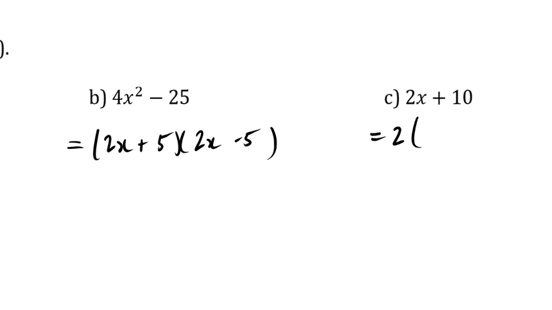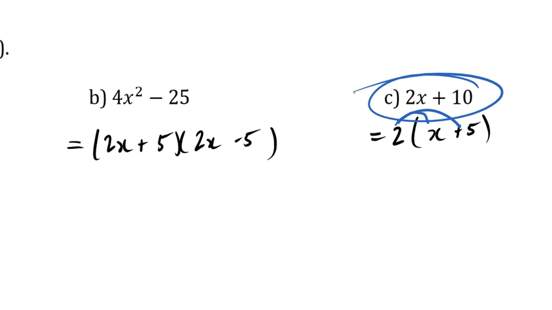And they don't have a variable in each term, so there's no variable part to this. So 2x divided by 2 is just x, and 10 divided by 2 is 5. And remember, the whole point of this is when I re-expand, I get back that first step. So 2 times x is 2x, and 2 times 5 is 10. So you can always be checking your work as you go.